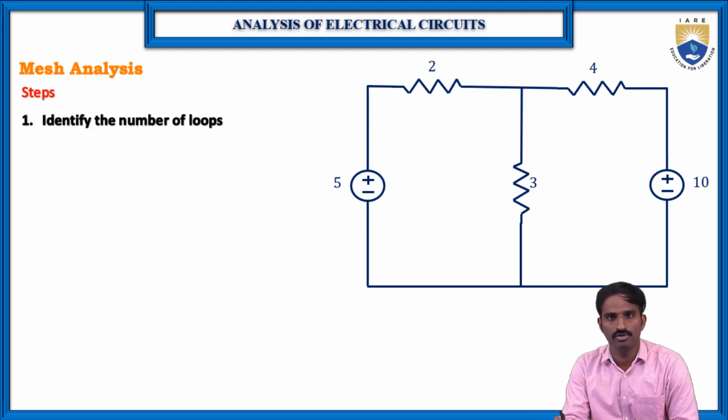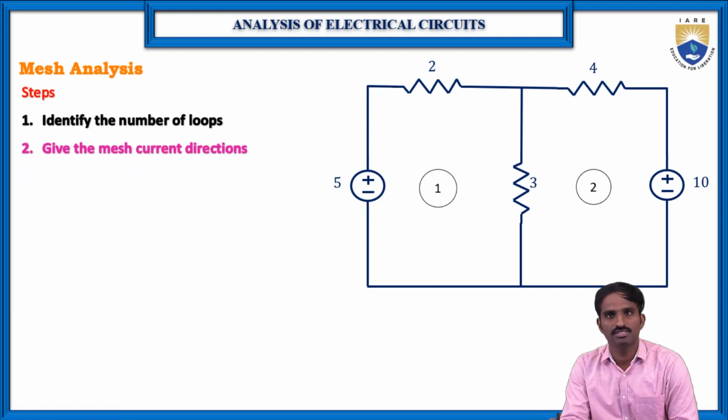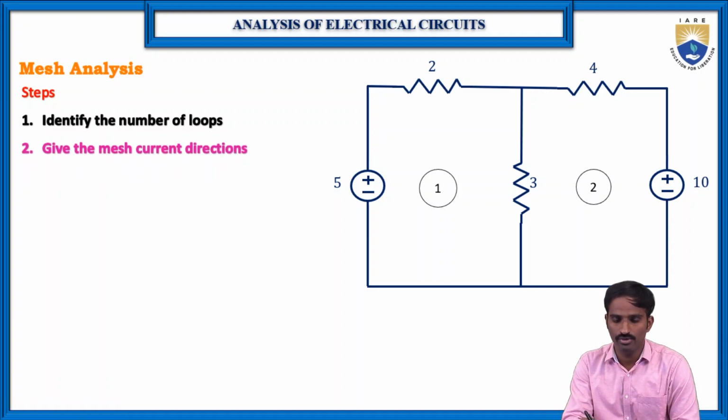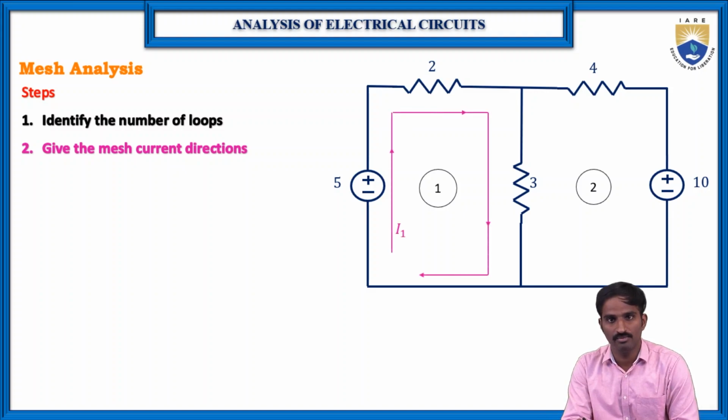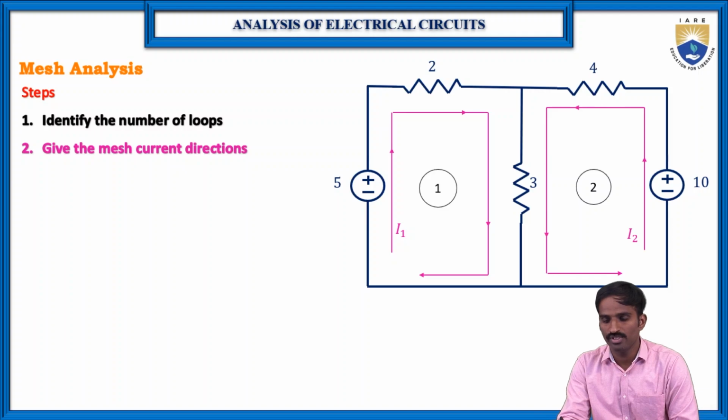Of course, just now we have identified the number of loops for this particular network. Then after that, we should give the mesh current directions. As I told you, this is high potential to low potential. So the mesh current I1 in loop 1 is in this particular direction, and the mesh current I2 in loop 2 is in this direction. Which means I1 is in the clockwise direction and I2 is in the anti-clockwise direction, based on the polarities of the voltage sources present in that particular loop.